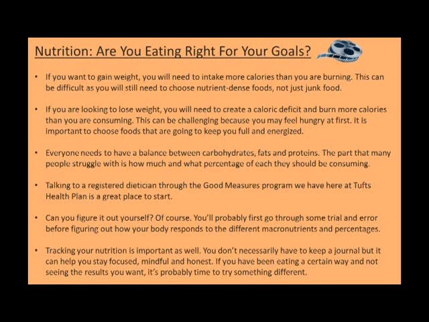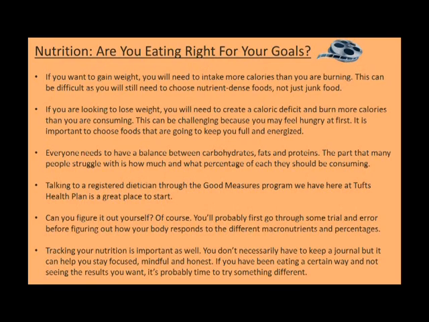It is important to choose foods that are going to keep you full and energized. Everyone needs to have a balance between carbohydrates, fats, and proteins. The part that many people struggle with is how much and what percentage of each they should be consuming daily. Talking to a registered dietitian through the Good Measures program we have here at Tufts Health Plan is a great place to start.